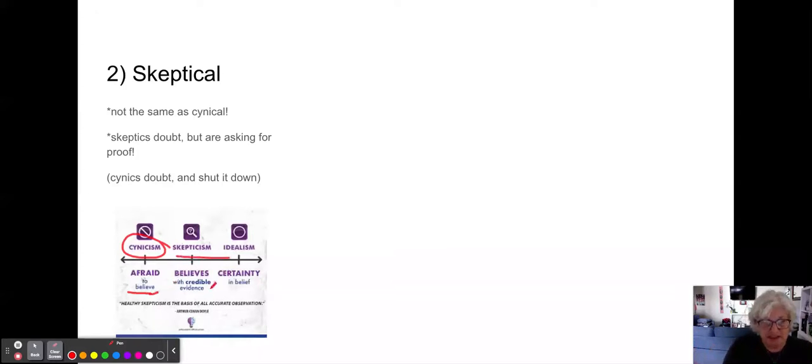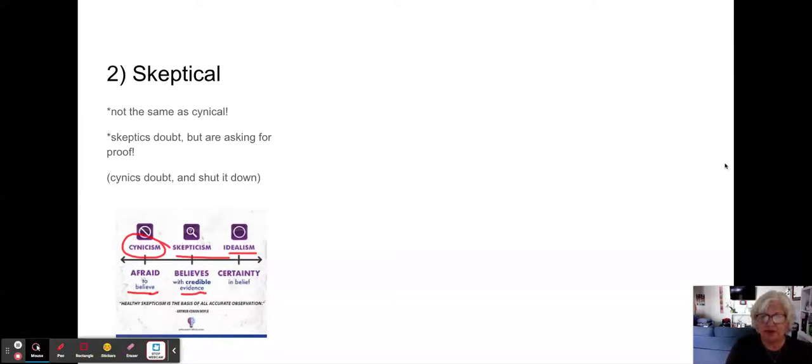Somebody with skepticism is going to believe, but they're going to believe with credible evidence. They're going to say, show me the data. I want to believe, and I want to believe for sure. And then there are people that are idealists, and they're just certain in their belief, with or without data. To me, that kind of falls into the areas of faith and religion, and just having this real idealistic belief that this is the way it is.